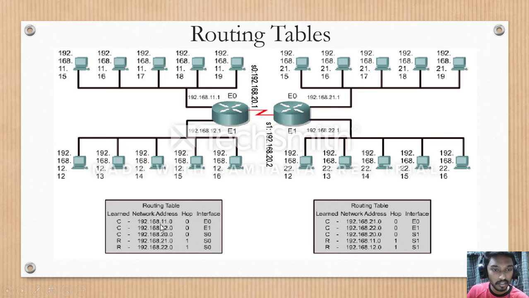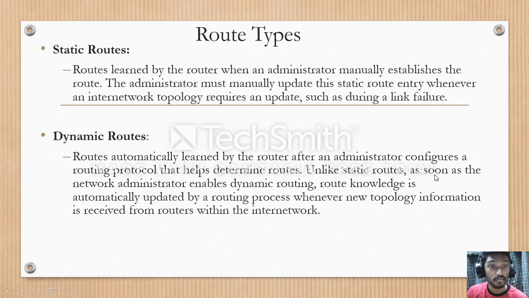This is an example of the routing tables. So when conducting the routing process, we basically look at the network address like 192.168.11.0. We also look at the hop, which is the next destination. The bits of 0 and 1 are looked at. There are two types of routing processes: static routes and dynamic routes.